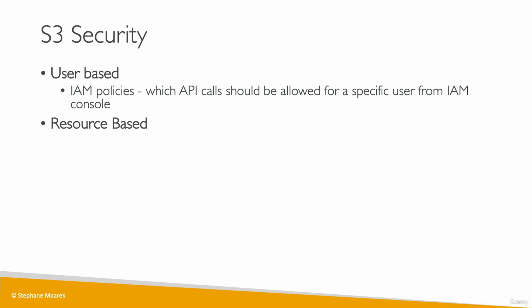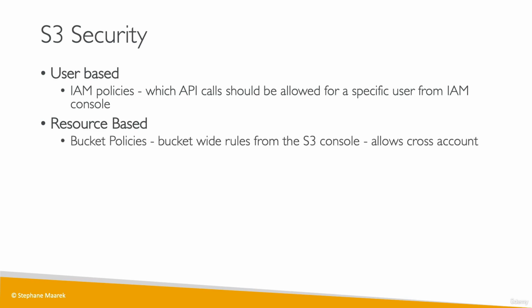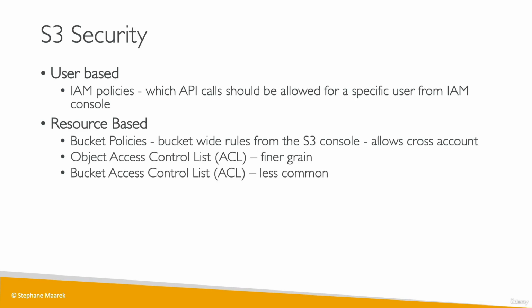Then we have resource-based security, and this is the infamous S3 bucket policies. They're bucket-wide rules that we can set in the S3 console, and what they do is that they will say what principals can and cannot do on our S3 buckets. And this enables us to do cross-account access to our S3 buckets. We'll do in the hands-on a very deep dive on S3 bucket policies. Then we have object ACL, which is finer grain, where we set at the object level the access rule. And then finally, bucket ACL, even less common, and these two don't really come up at the exam.